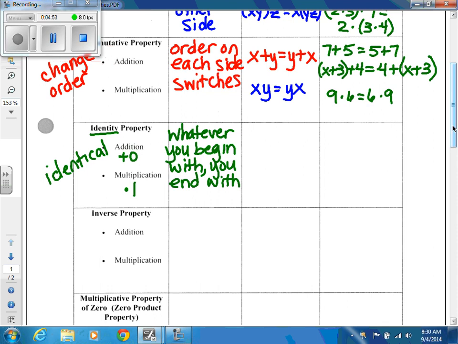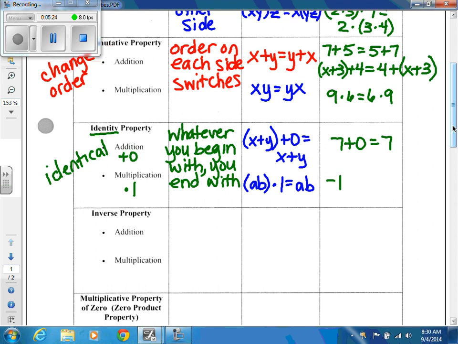So for a variable example, if we have parentheses x plus y plus 0, we're going to equal x plus y. Notice we started with the exact same thing that we ended up with. Okay, for multiplication, you would take parentheses a times b and multiply by 1, and that gives you a times b. Right, so you can tell that what you started with, you also ended up with, and that's your biggest clue. To make a numerical example, again, just take letters out and put numbers in its place. So we can have something as easy as 7 plus 0 equals 7, and negative 12 times 1 is still negative 12. Okay, so look for that plus 0 and that times 1 feature.